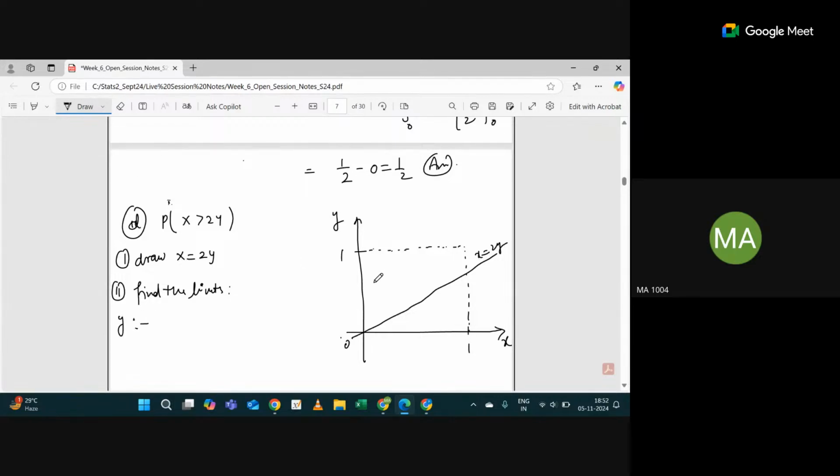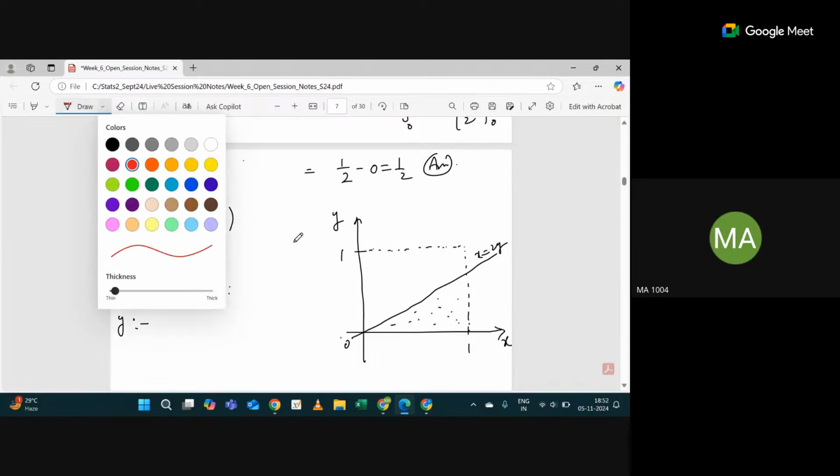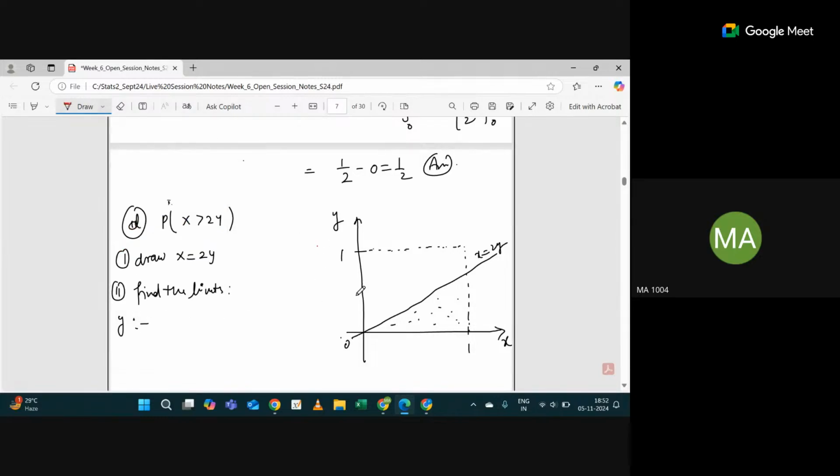First of all, what is the x greater than 2y region? Correct, it is the bottom one. This bottom only, right? Now, I'm interested in finding the limit of y, so I will draw a parallel line to the y-axis, and I can draw it from anywhere. If you draw a parallel line to the y-axis, what will be the limit of y? At the x-axis it will be 0, and this line is x equal to 2y, so this will be y equal to x by 2.